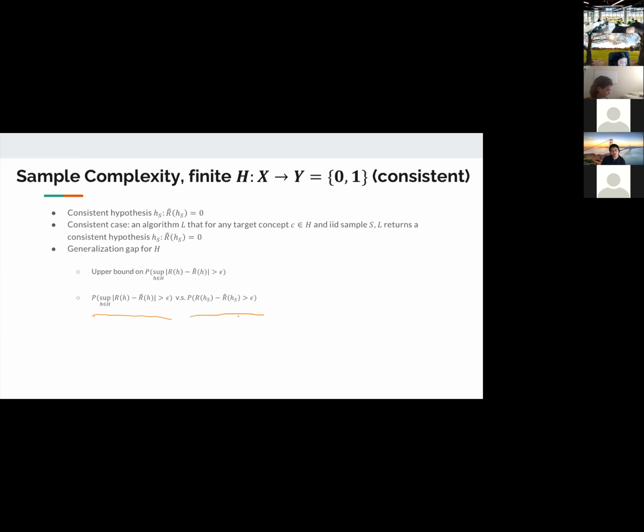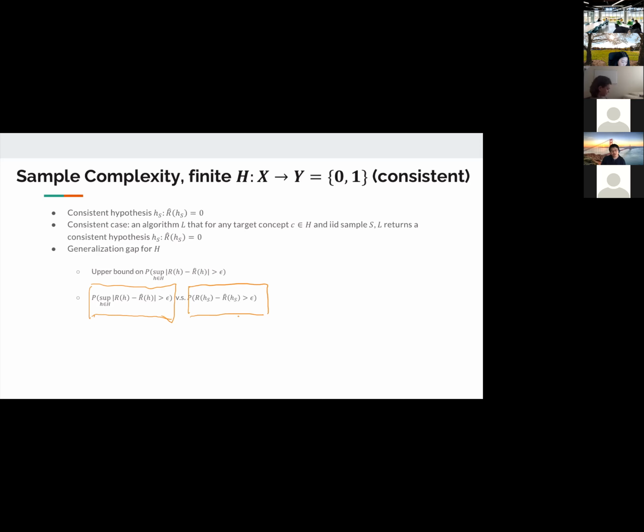Right. So first, I already talked about the interpretation of the first one. It is the probability of the largest gap within the hypothesis class being greater than epsilon, right? Whereas what is this one? This is just the probability of the specific gap for a specific sample. So it depends on the sample, right? Do you see the difference?